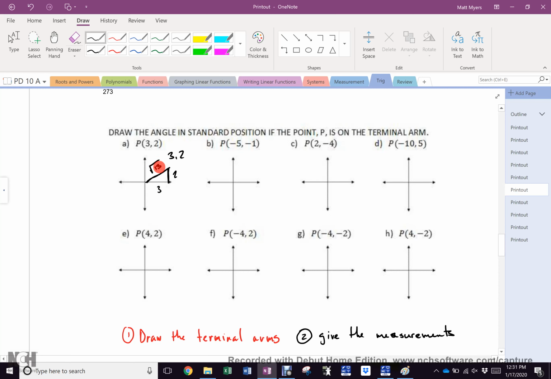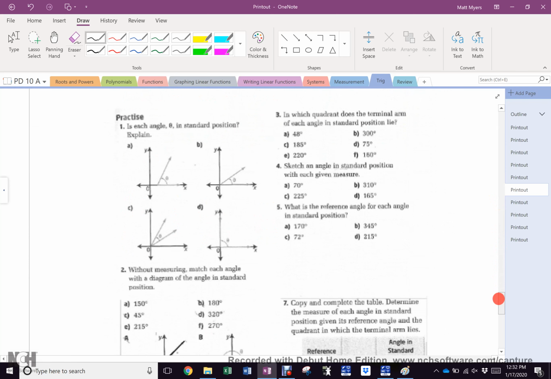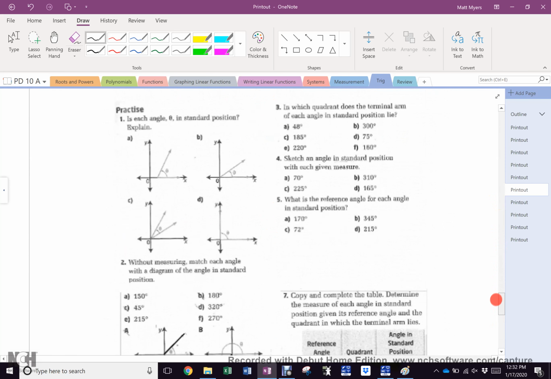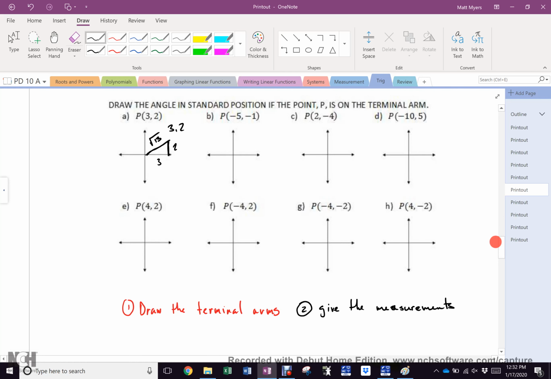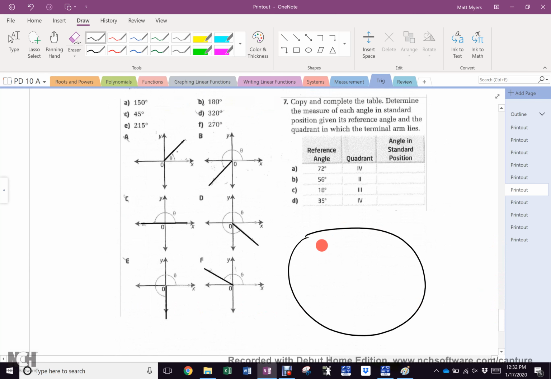That is what I want to see for these 8. Go. When you finish that, I will show you the right answers, and then you will do page 274. On your page 274, ladies and gentlemen, is there a number 8 down here? No? Good. Never mind then. Carry on.